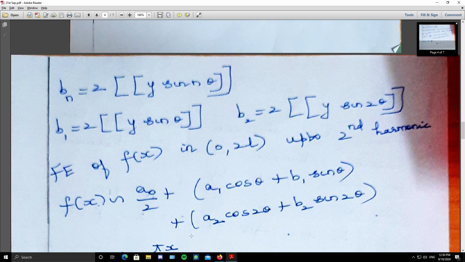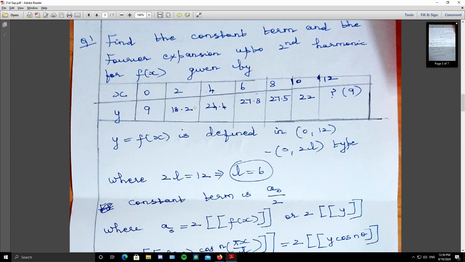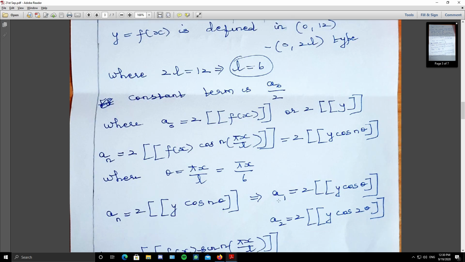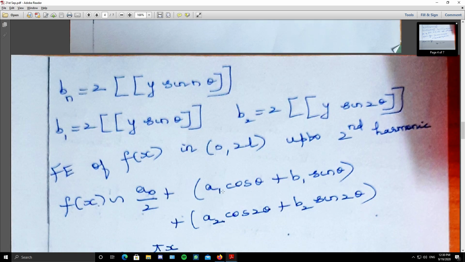So this is how you have to do. I repeat, given the values in tabular form, observe and check whether the table is complete. If not, complete the table. Observe the type. It is 0 to L type, L is 6, and you are asked to find up to the second harmonic. So find A1, A2, B1, B2 and write the Fourier expansion up to the second harmonic.